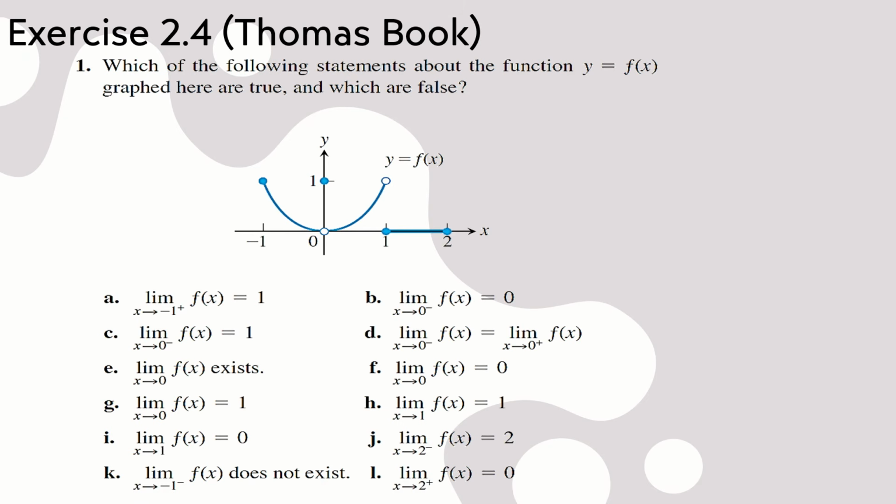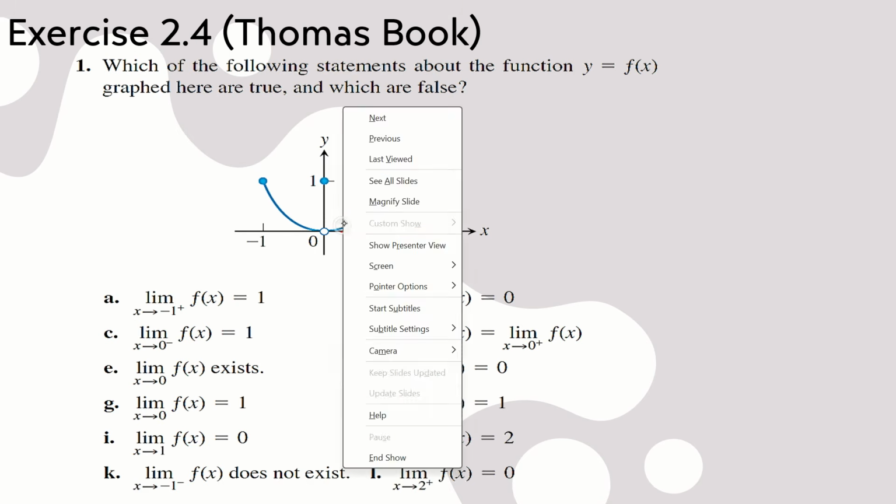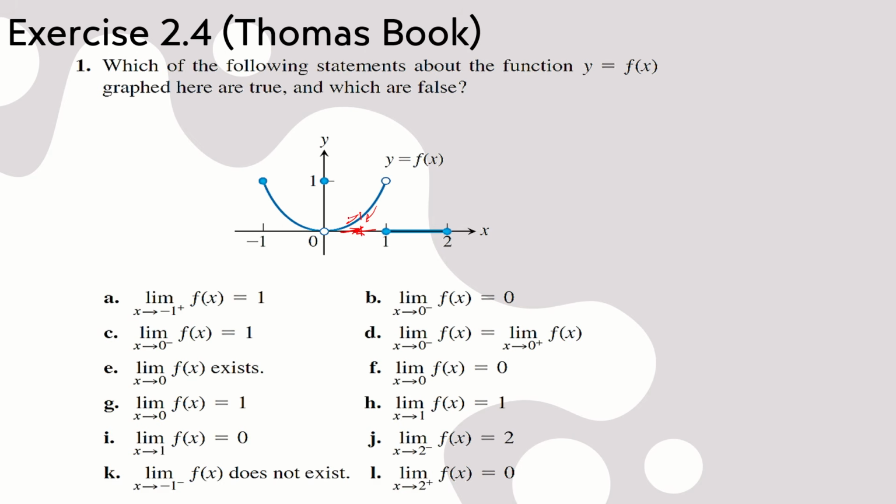So question 1 is, which of the following statements about the function y equals f of x graphed here are true, and which of them are false? Right, so when we say finding left hand limit at a certain point, it means we have to approach that point from the left side, and for the right hand limit, from the right side. So we take these points and check the behavior of the function, where is that function going? That will give you the right hand limit and left hand limit. The concept is the same as what we discussed in the last video.